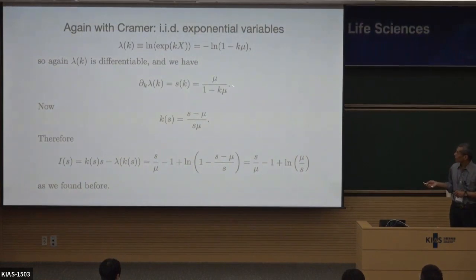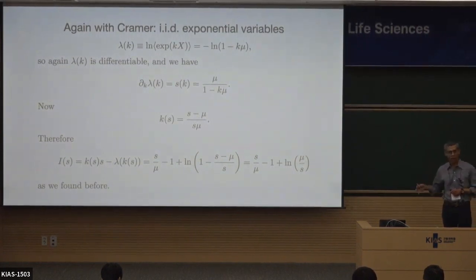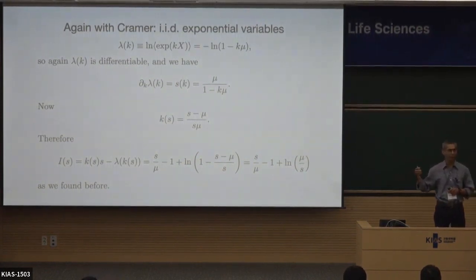Okay? And then we again solve for s of k by differentiating the cumulant generating function, and you get mu over 1 minus k mu. Now we're going to invert it again, just like before, right? So we get k as a function of s, and this value of k of s, we plug into the definition again of the rate function as the Legendre transform. And with a little bit of algebra, you get exactly the result that I did not calculate for you, okay? So Cramer's theorem and the Gaertner-Ellis theorem that comes with it make it much simpler to calculate these rate functions.